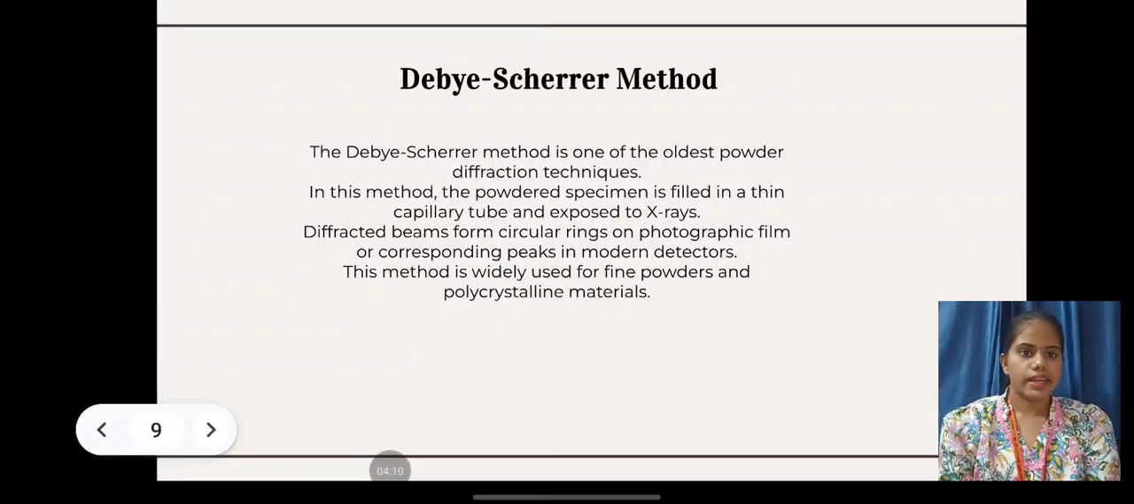Debye Scherrer method. The Debye method is one of the oldest powder diffraction techniques. In this method the powder specimen is filled in a thin capillary tube and exposed to X-rays. Diffracted beams form circular rings on photographic film, or corresponding peaks in modern detectors. This method is widely used for fine powders and for polycrystalline materials.